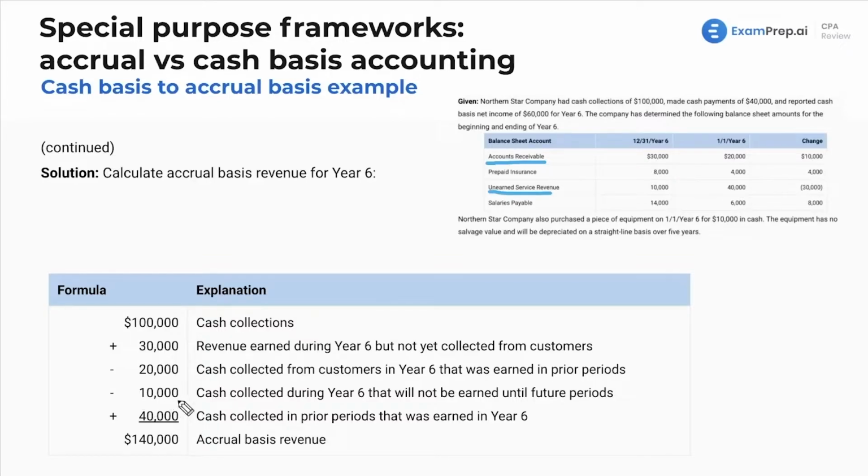The $10,000 of cash collected that will not be earned until future periods, that's a subtraction. Cash basis, you would have taken this into account, but with accrual basis, you do not. Similarly, you are going to add the $40,000 from the beginning of the year because that is cash collected in prior periods that was earned in year 6. That's how we get to $140,000 of accrual basis revenue.